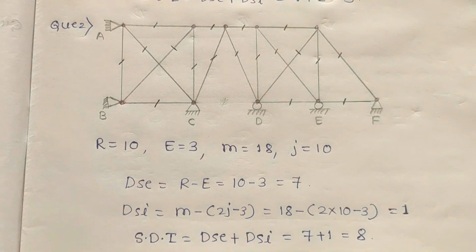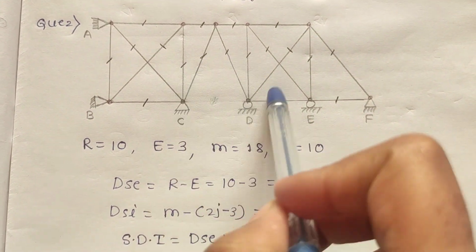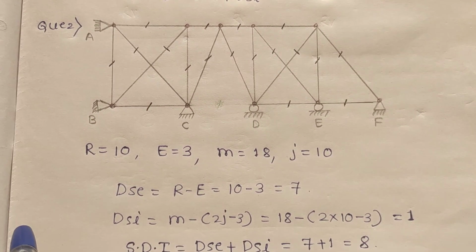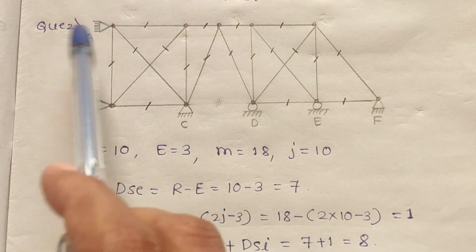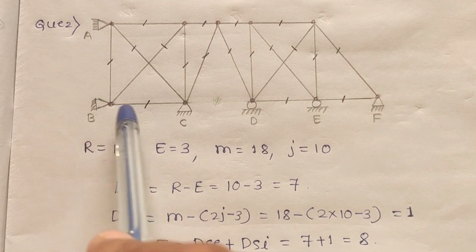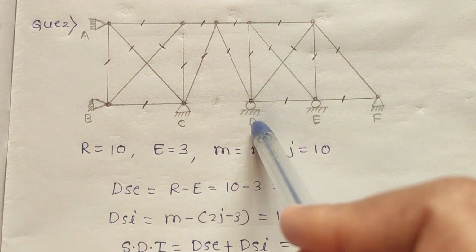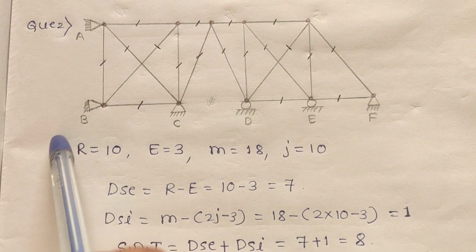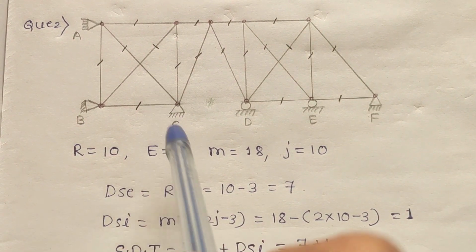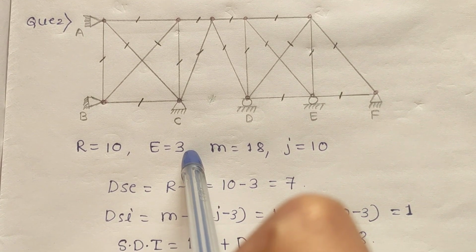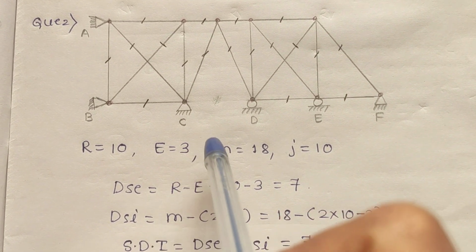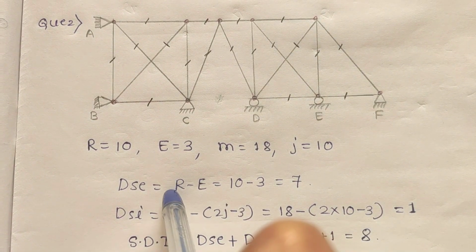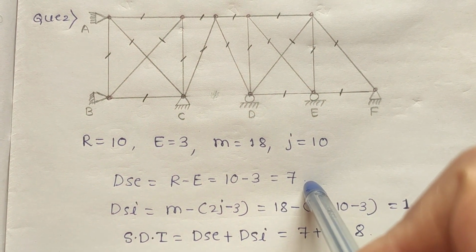Then see here the second problem. This is our truss structure. First you have to calculate the number of reactions for the given supports. This is a hinge support, 2 reactions, hinge support again 2 reactions, hinge support 2 reactions, roller support 1 reaction, roller support 1 reaction and hinge support 2 reactions. So the total number of reactions is equal to 10. Then the number of equilibrium equations available is 3. From this you can calculate the external indeterminacy, R minus E, that is equal to 7.